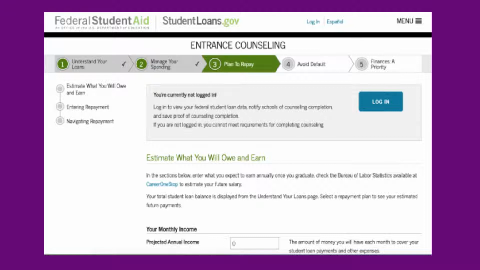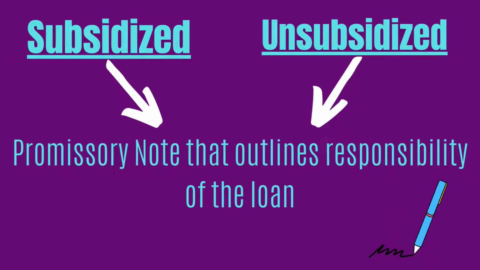Another step to be able to borrow money from the U.S. Department of Education is signing a master promissory note. A promissory note is basically a legal document in which you sign and promise to repay your student loans and any accrued interest and fees to the U.S. Department of Education. It's basically like a contract.